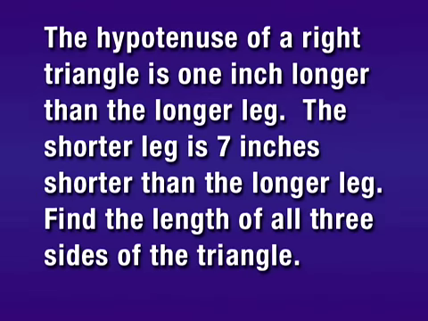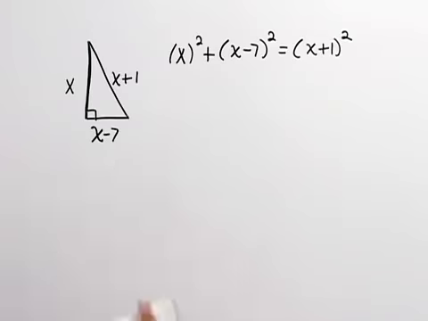The hypotenuse of a right triangle is 1 inch longer than the longer leg. The shorter leg is 7 inches shorter than the longer leg. Find the length of all three sides of the triangle.